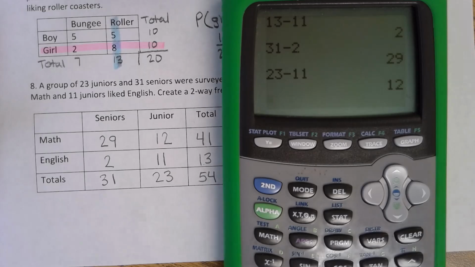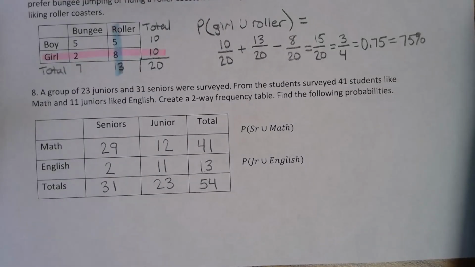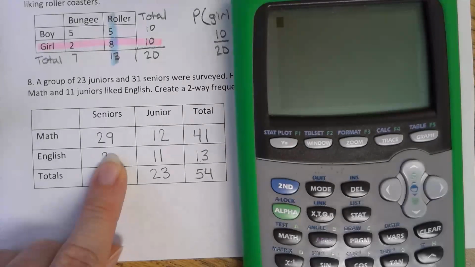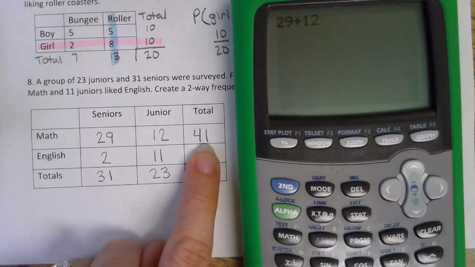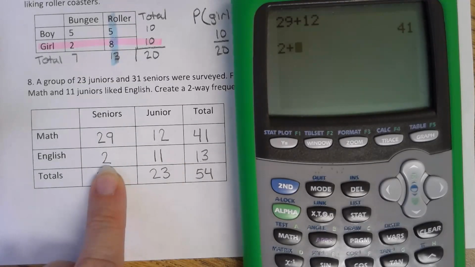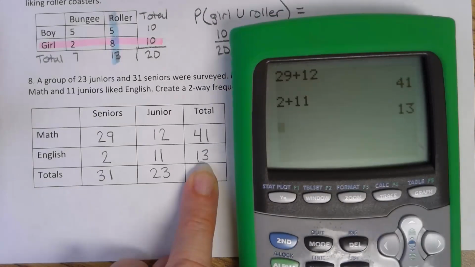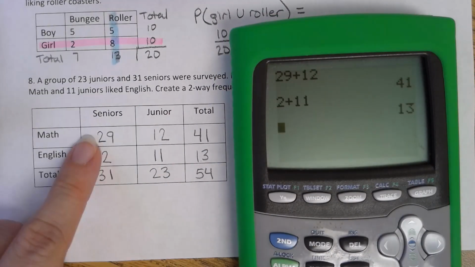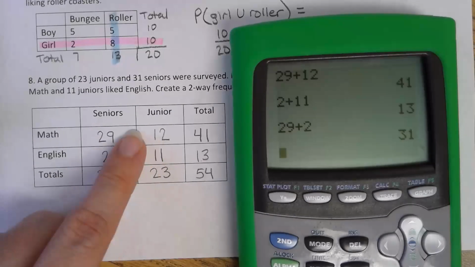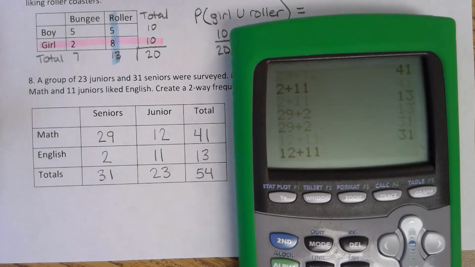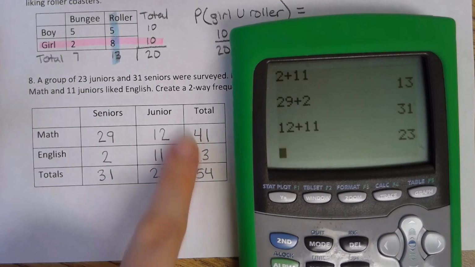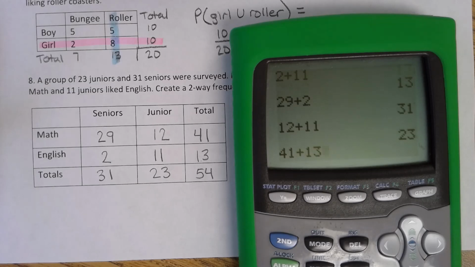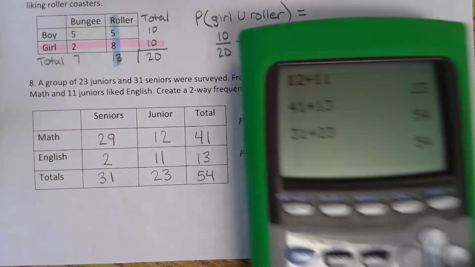Be careful to calculate your columns and rows and make sure all your math adds up before using this data to calculate probability. So it would be good to add together the 29 and 12 and make sure it really does equal the 41. 2 plus 11 really does give us the 13. And then check your columns as well and make sure all your values match up before using this information. And of course you could do your totals 41 and 13, and the 31 and 23. So it's always a good idea to check that and make sure it's set up before moving on to calculating your probability.